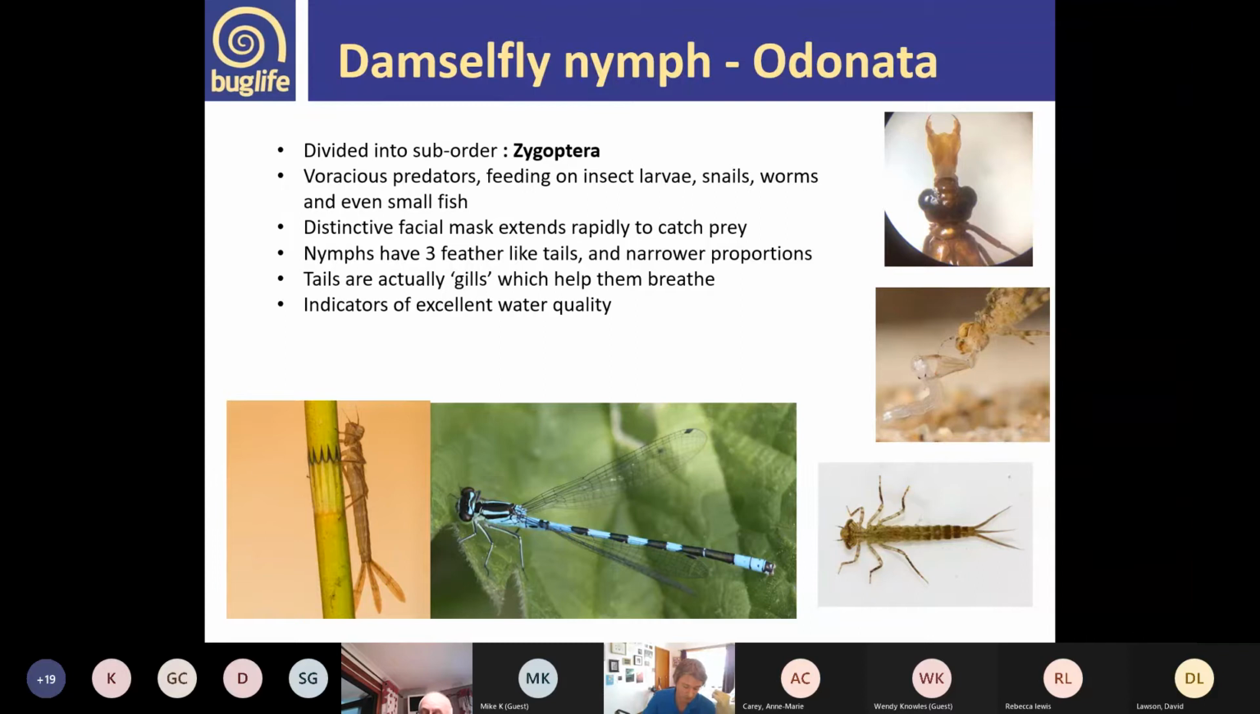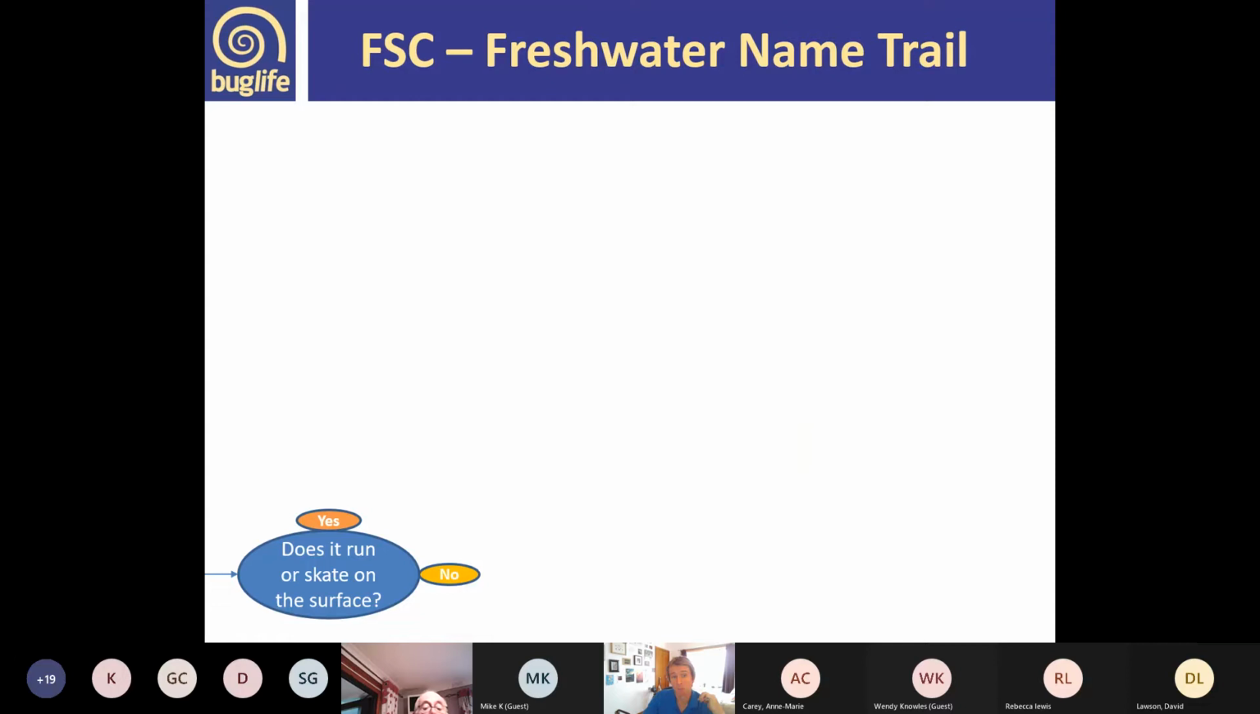species to see. So now we're going to move on to the next section, which is also dealing with animals with 6 legs, but we're firstly going to look at whether or not they live on the surface. So if they do live on the surface, surface living animals, like I said, many parts of the freshwater name trail aren't going to get you very close to species, but they are going to help you identify what you're looking at. So this surface living animal group we're going to cover in one moment.